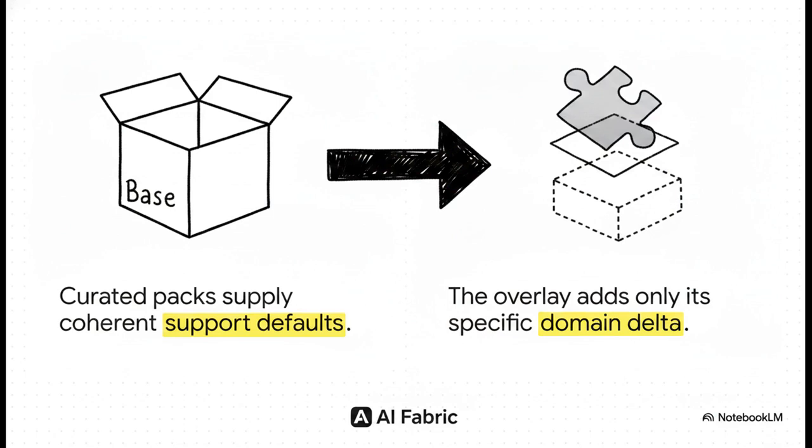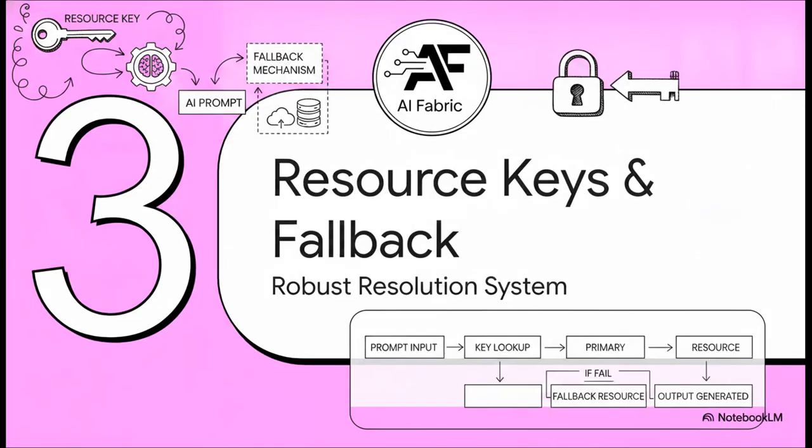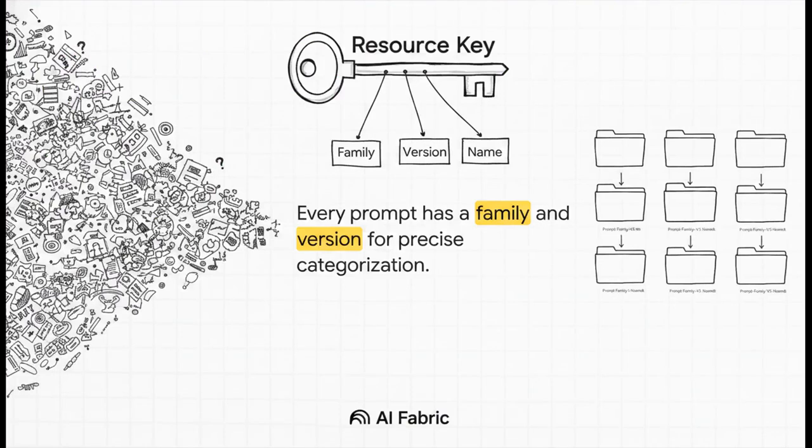And because you only overlay that tiny delta, the foundational, untouched action selection templates still safely update from the core framework in the background. It's the best of both worlds. Section 3. Resource keys and fallback. So let's look at the actual mechanics.